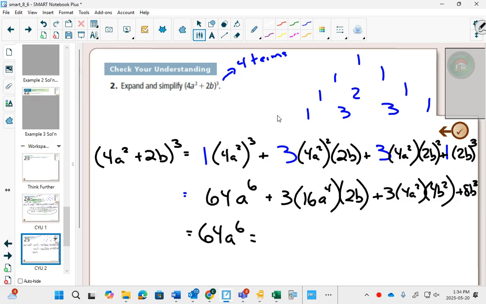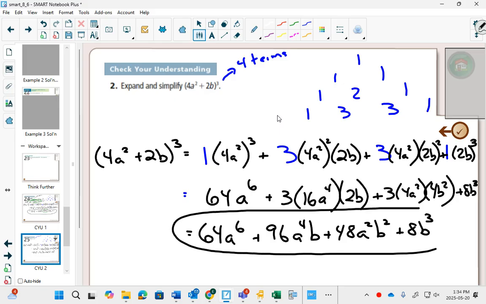And then anything more you can simplify. So 3 times 2 is 6 times 16 is 96. And I have a to the 4b. 4 times 4 times 3 is 48. A squared b squared plus 8b cubed. So again, we found all 4 terms.